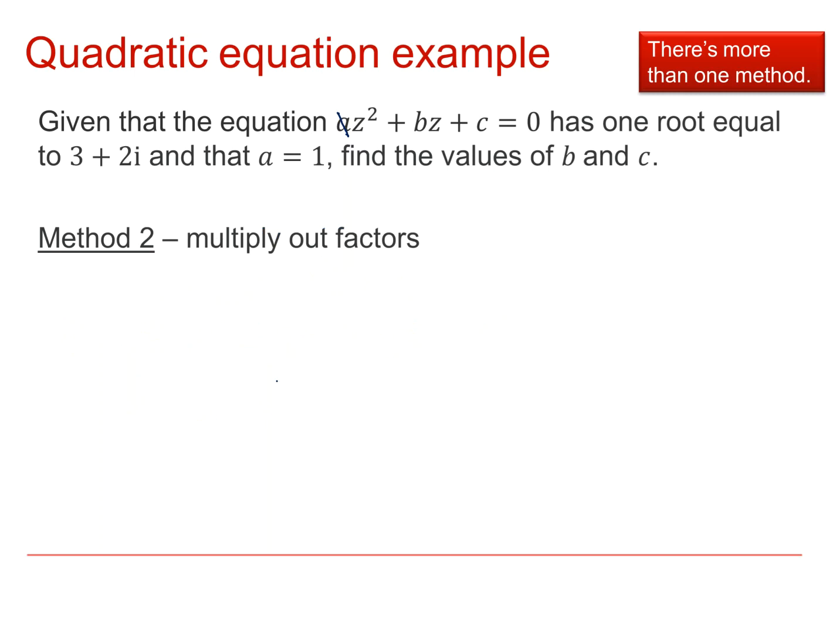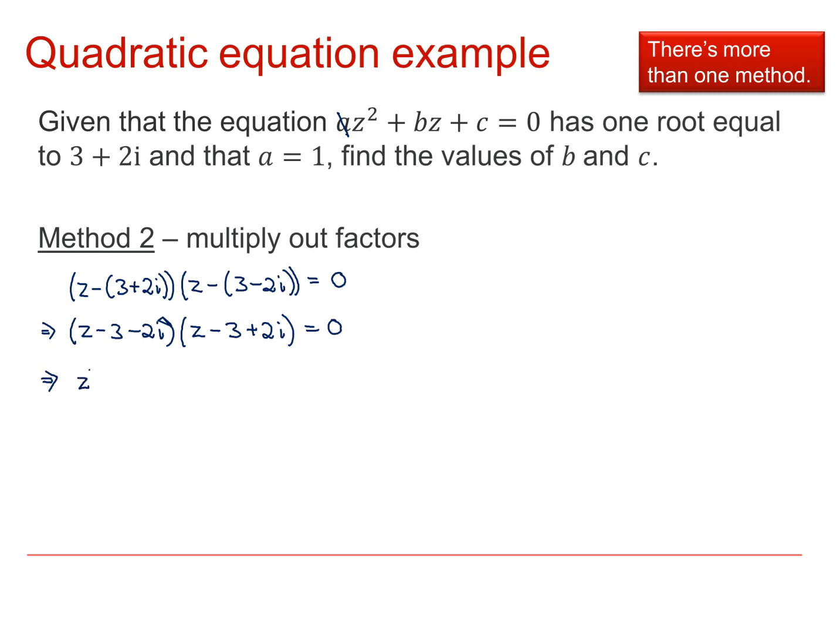The second method uses multiplying out factors. If 3 plus 2i is a root, then z minus 3 plus 2i is a factor. And the other factor will be z minus 3 minus 2i. So our equation is those two brackets multiplied together equaling 0. And we just need to tidy it up. z minus 3 minus 2i multiplied by z minus 3 plus 2i equals 0.